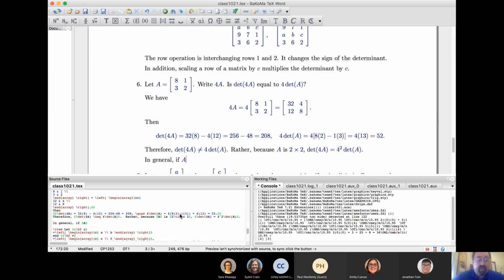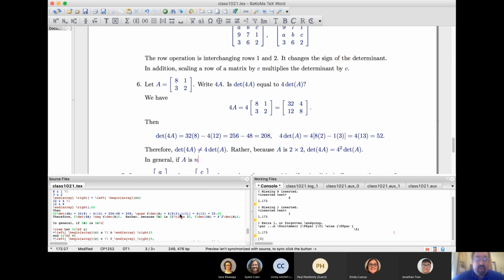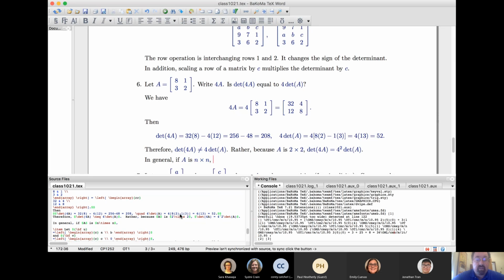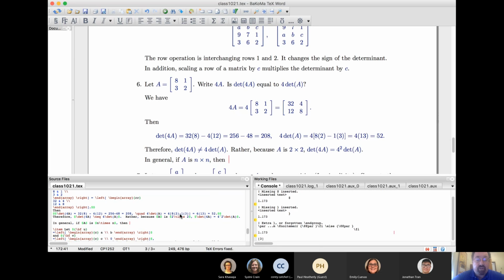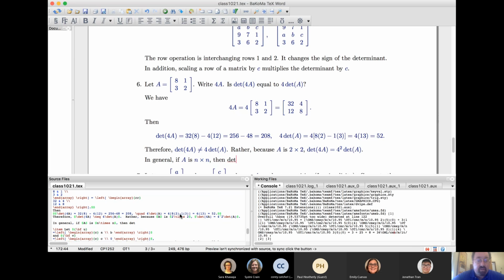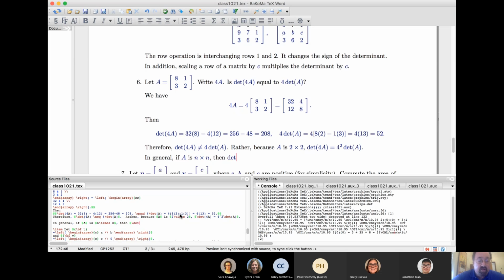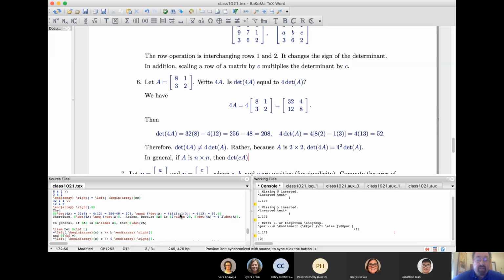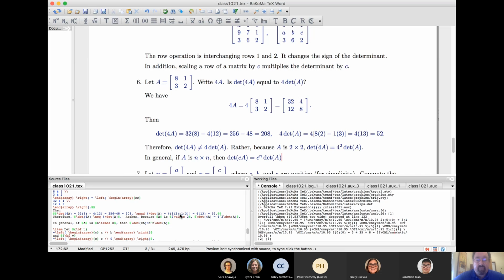If you have a matrix A that is n by n, then the determinant of a constant C times A is equal to C to the n times the determinant of A.